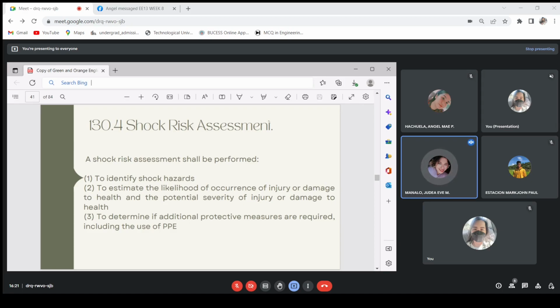So number 3, to determine if additional protective measures are required, including the use of PPE. So PPE is really important for us, especially in electrical engineering. For the sake of our safety, there should be a standard that we will follow in this article, since the shock risk assessment would tell us how to lessen the hazards. We cannot prevent the dangerous hazards, but we are here to lessen them. So there is a standard in NFPA 70E for that. And then next slide.